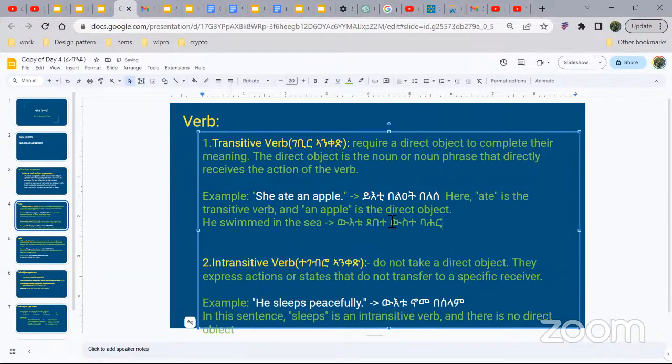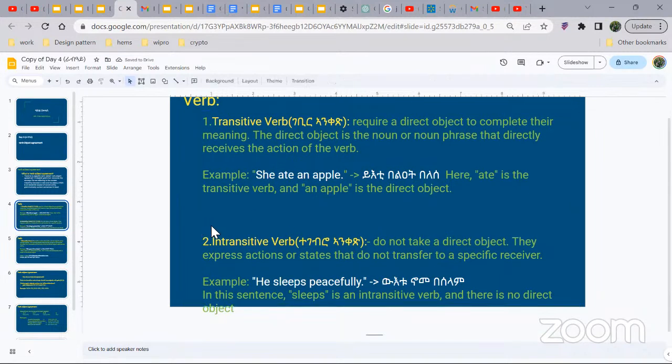Here, he swam. That's it, he swam. It's a full sentence and it doesn't require you to put any object after it. So this is intransitive, not transitive.